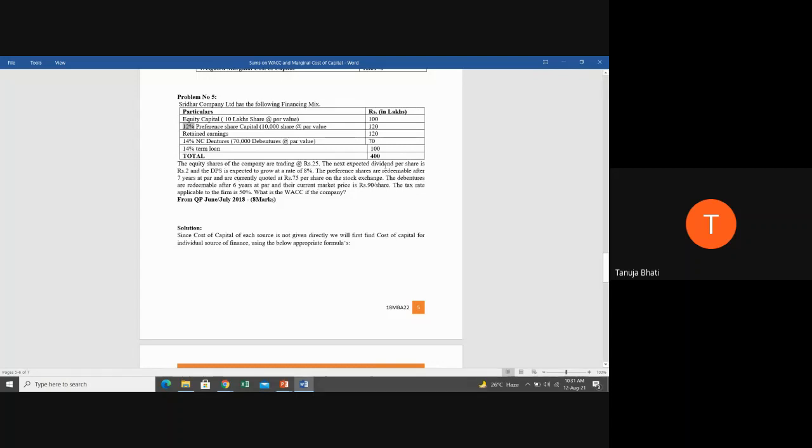Now they are redeemable after 7 years, so N is going to be 7, at par. What is going to be the redeemable value? It is going to be 100, because we have taken the par value, the face value, to be 100. Now it is currently quoted at 75 per share. So what net proceeds will the company get if it is issuing the preference capital now? The net proceeds it is going to get is 75.